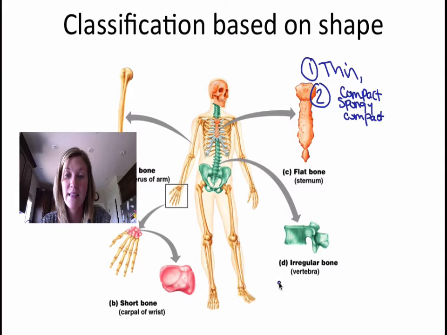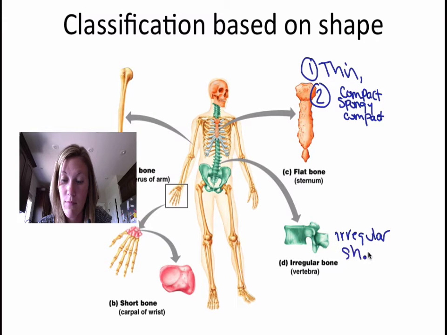And then lastly, let's go ahead and move to the irregular bones. Irregular bones, as the name suggests, have an irregular shape. And the reason that they're considered irregular is because they don't fit into the other three categories or classifications. So examples here are the vertebrae, those are irregular bones, and also your hip bones are also irregular.